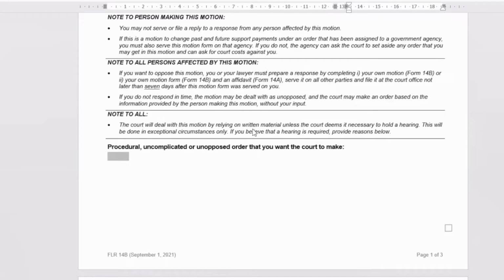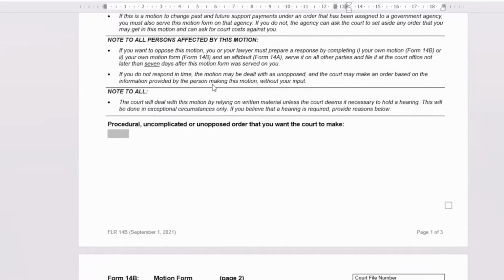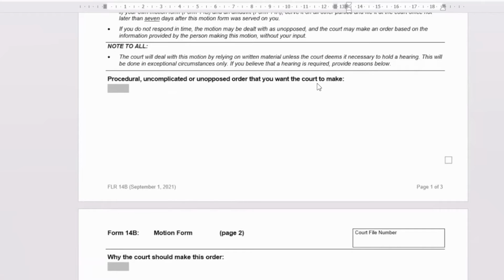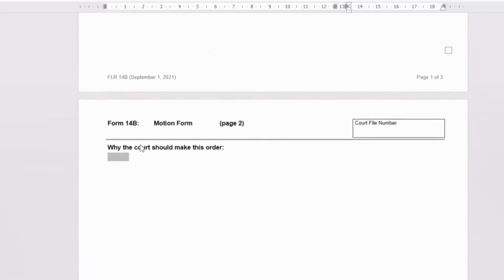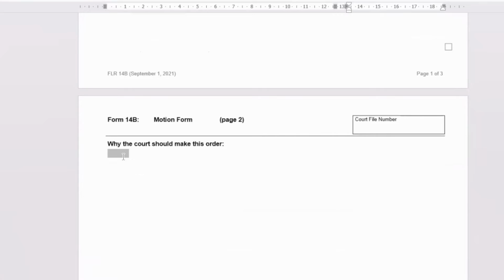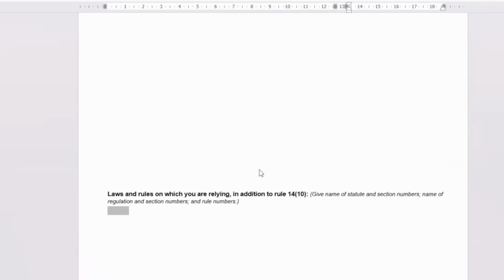So again, notice to everybody, the court will deal with this motion by relying on written materials unless the court deems it necessary to hold a hearing. This will only be done in exceptional circumstances. If you believe that a hearing is required, please provide reasons below. So then you do the procedural, uncomplicated, or unopposed order you want the court to make. This is where you list what you're asking the court to make an order about. And then you've got why the court should make this order, and you put the reasons why you need this order.